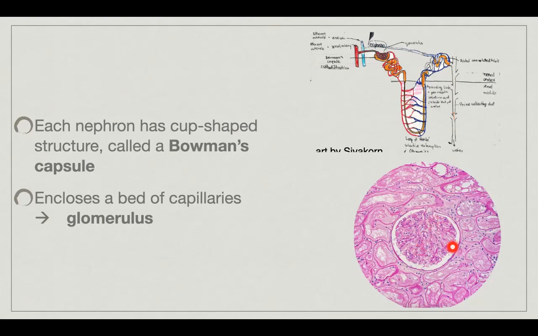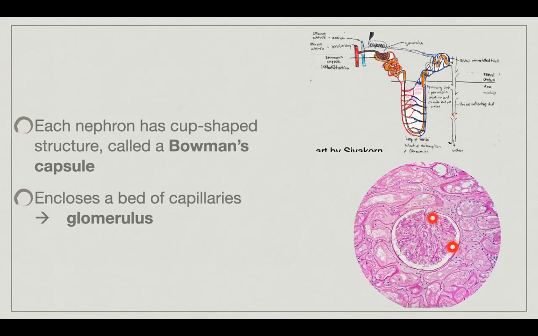All right, so the blood is going to come in here under an intense amount of pressure. This is a bed of capillaries called the glomerulus, right? And you can see that it's surrounded by a little thin white area. That's called the Bowman's capsule.